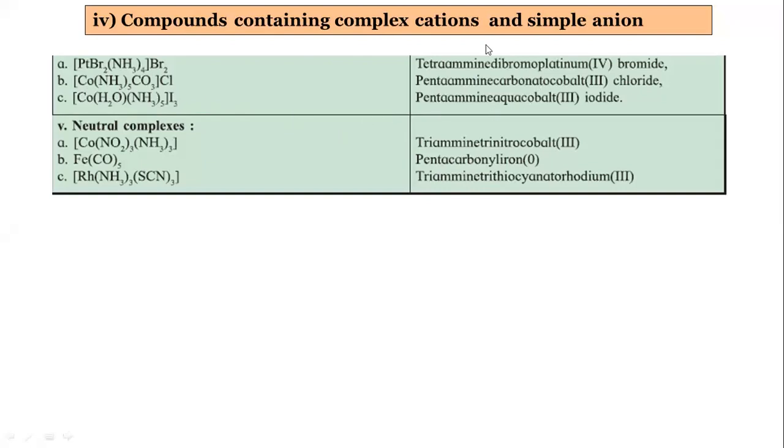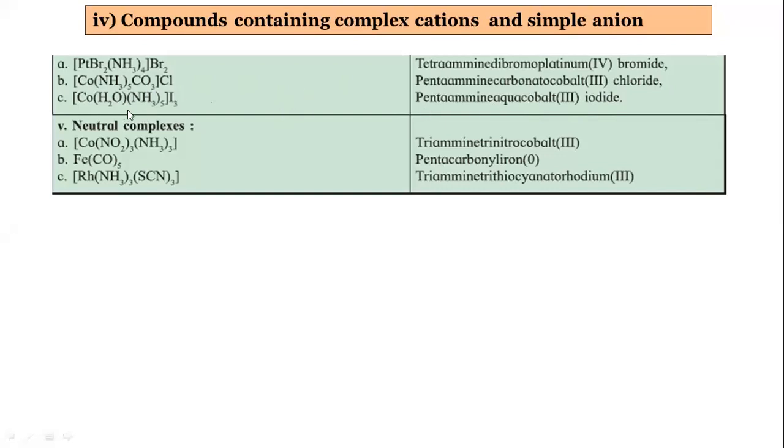So I think you understand the nomenclature system. See, this is pentamine. This is a carbonato. This carbonate is converted into carbonato. So pentamine carbonato. Then the name of the metal is cobalt. In bracket 3 is the oxidation number, and it is a chloride. Lastly, we have to write the chloride.